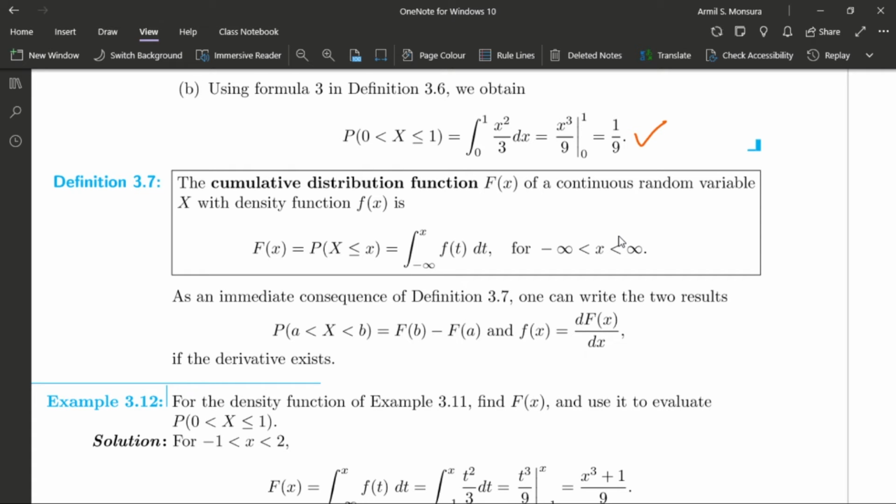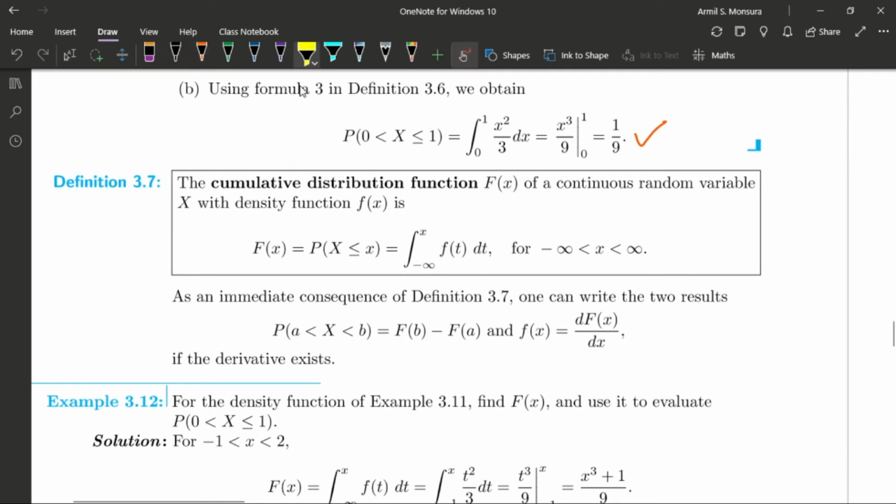Now let's move to the cumulative distribution for continuous random variables, or for PDFs. So the cumulative distribution function F of x of a continuous random variable is similar to the definition for the cumulative distribution function for a discrete random variable. It's actually the probability of your x assuming a value that is less than or equal to x.